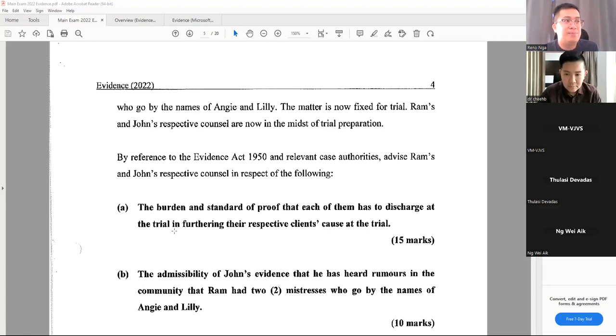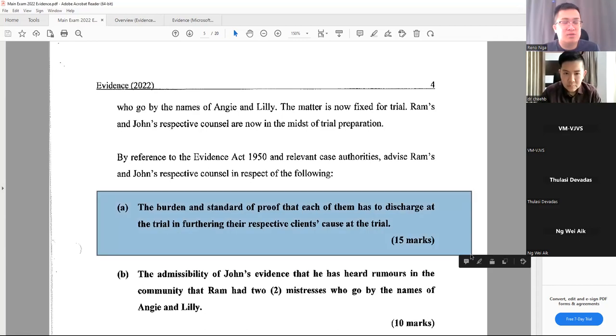So, A, the burden and standard of proof that each party has to discharge at trial. So the burden and standard, this is civil, right? In a civil case, the burden is on the plaintiff, and the standard of proof is balance of probability. On the other hand, if this is criminal, the burden starts from the prosecution or PP, and the standard is beyond reasonable doubt. I assume everybody knows this.